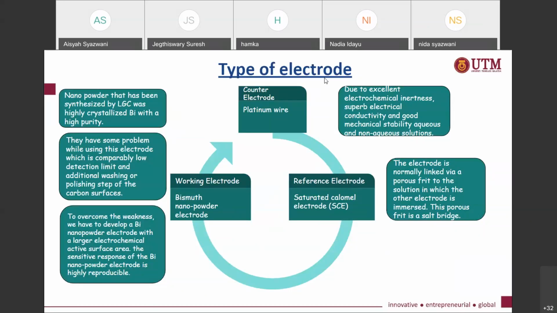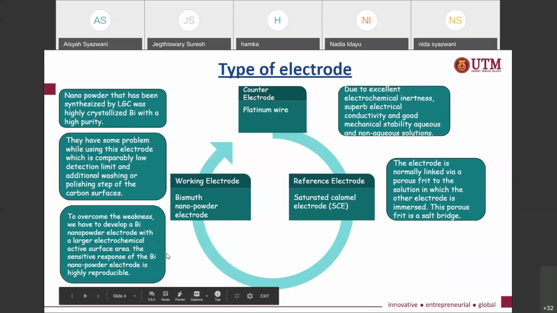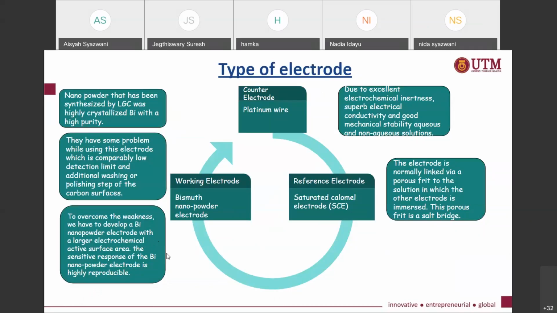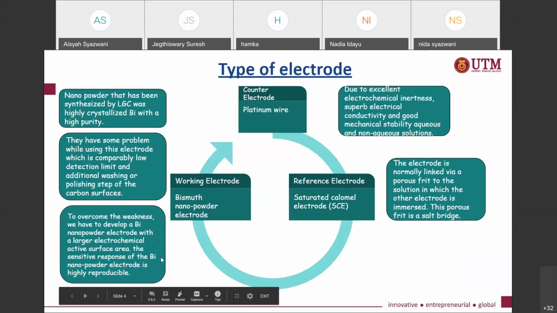So for the working electrode, we use bismuth nanopowder electrode. This nanopowder, manufactured by LGC, was highly crystallized Bi with a high purity. They have some problems while using this electrode, which are a comparably low detection limit and an additional washing or polishing step of the carbon surface. To overcome the weakness, we have to develop a Bi nanopowder electrode with a large electrochemical active surface area. The sensitive response of the Bi nanopowder electrode is highly reproducible.